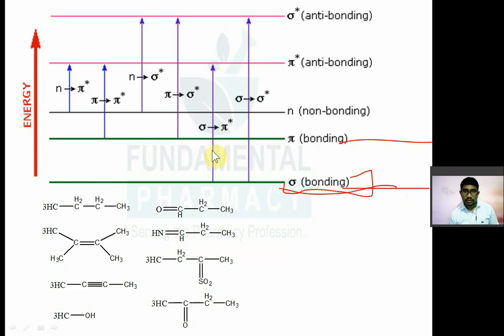Carbon-carbon single bond, for example in this first molecule, CH3 CH2 CH2 CH3. Here there is only a sigma bond, so sigma type of electrons are there in this molecule. Pi bond or pi electrons are also known as bonding electrons. For example, where there is a double bond or triple bond, as in these two compounds, there is a double bond as well as a triple bond. In these bonds they are pi electrons.